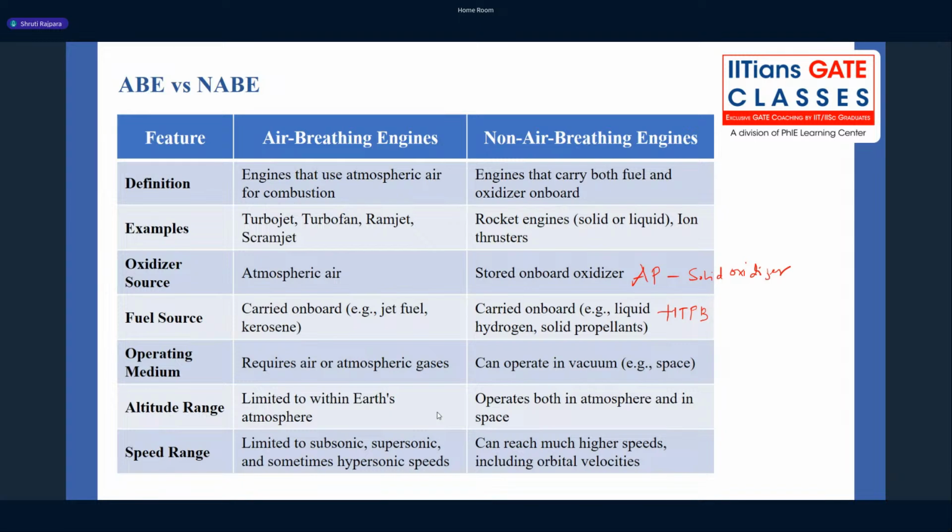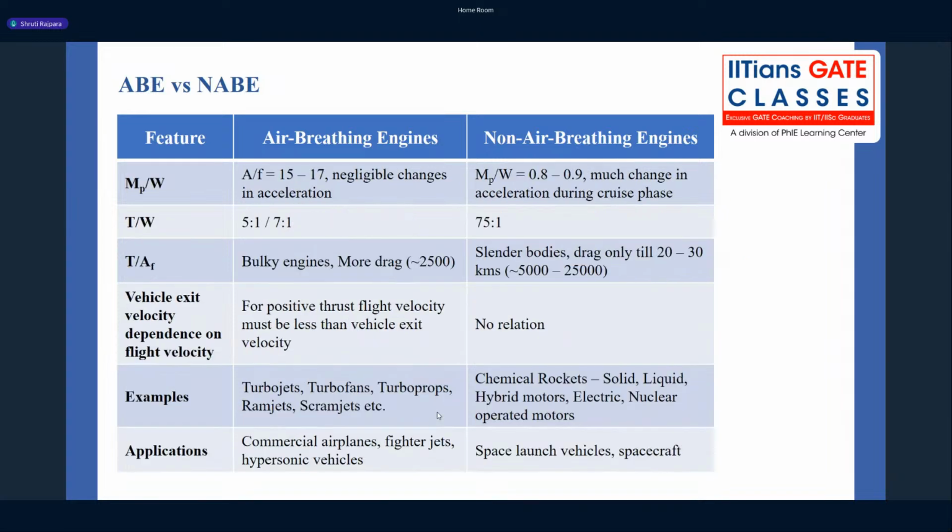These are very basic differences that we have discussed. Now, moving forward, other features such as the mass of propellant by the weight of the aircraft. MP by W represents the mass of propellant divided by the weight of the vehicle. Mass of propellant means the mass of the air plus fuel in the case of air breathing engines, whereas in non-air breathing engines, whatever fuel and oxidizer are stored inside the rocket, we call it the propellant. Here we see that for air breathing engines, usually the air to fuel ratio is basically 15 to 17.